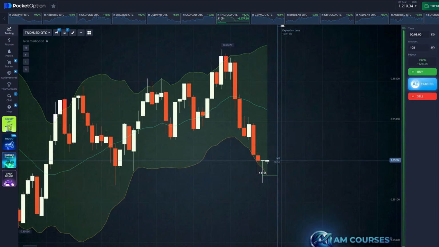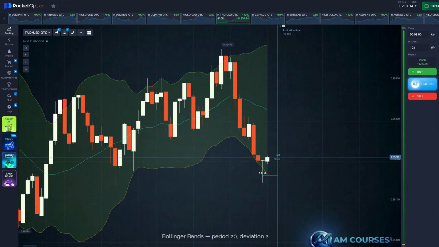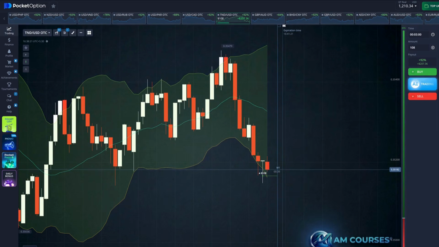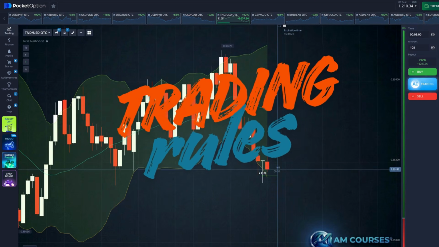Okay, so here's my setup. Bollinger Bands, period 20, deviation 2. That's the default. I'm on the 1-minute chart, 3-minute expiry. Nothing else on the chart. Clean and simple. Now let me break down the exact rules I follow.